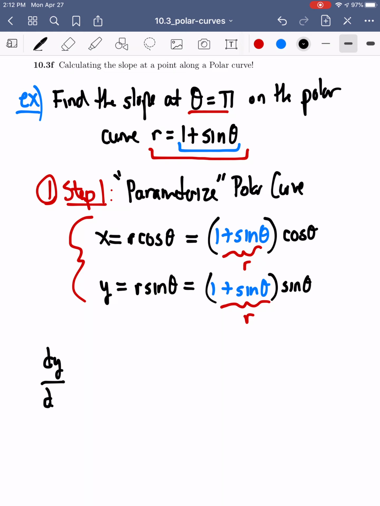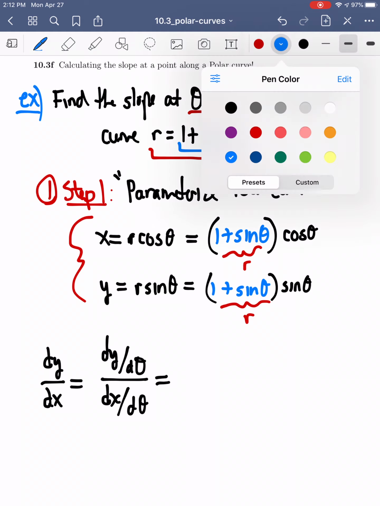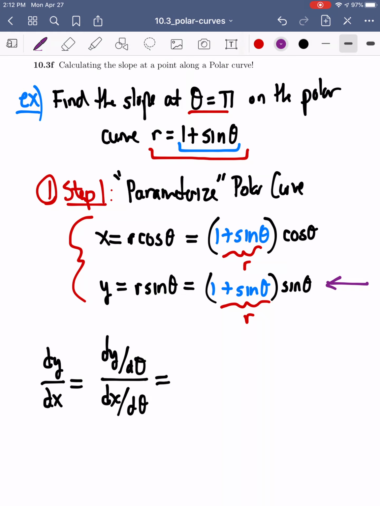So dy/dx, since we're in this parameterized polar setting, it's now the derivative of y with respect to theta all over the derivative of x with respect to theta for our slope. And well, you might see what's coming here. We're just going to get to do a bunch of product rules. Let's take the derivative of this second equation first and compute dy/d theta.